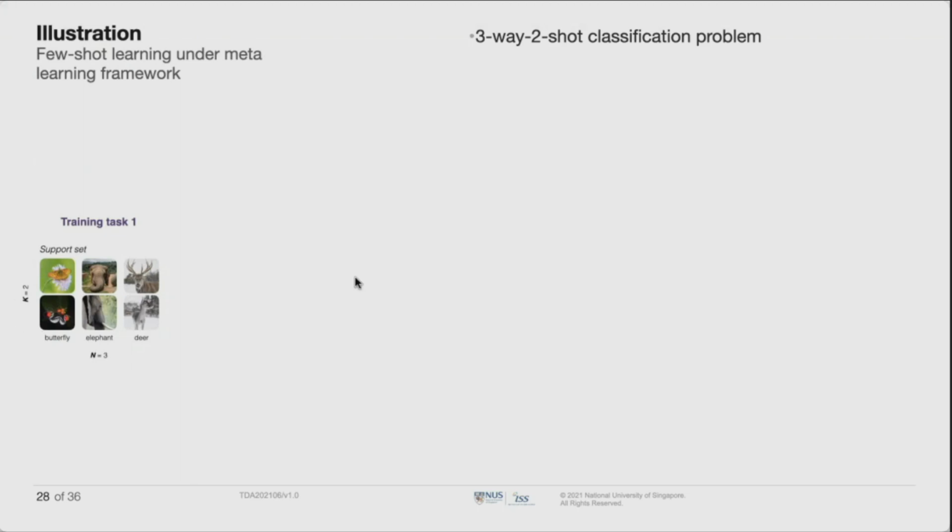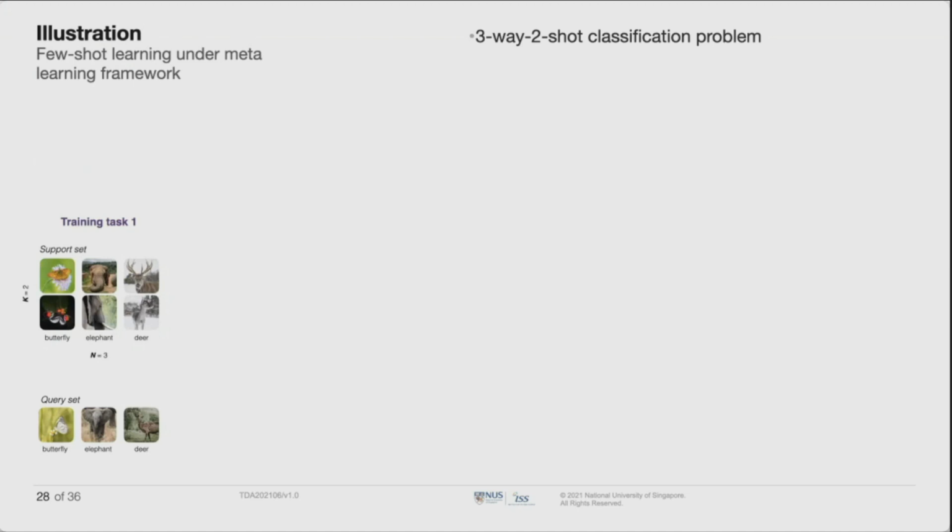In the first task, the model needs to learn to differentiate among images of butterfly, elephant, and deer. For each class, only 2 images are provided, and these 6 images form what we call the support set. To check the performance of the model, we have the query set, 1 image from each class, and this completes the training task 1.